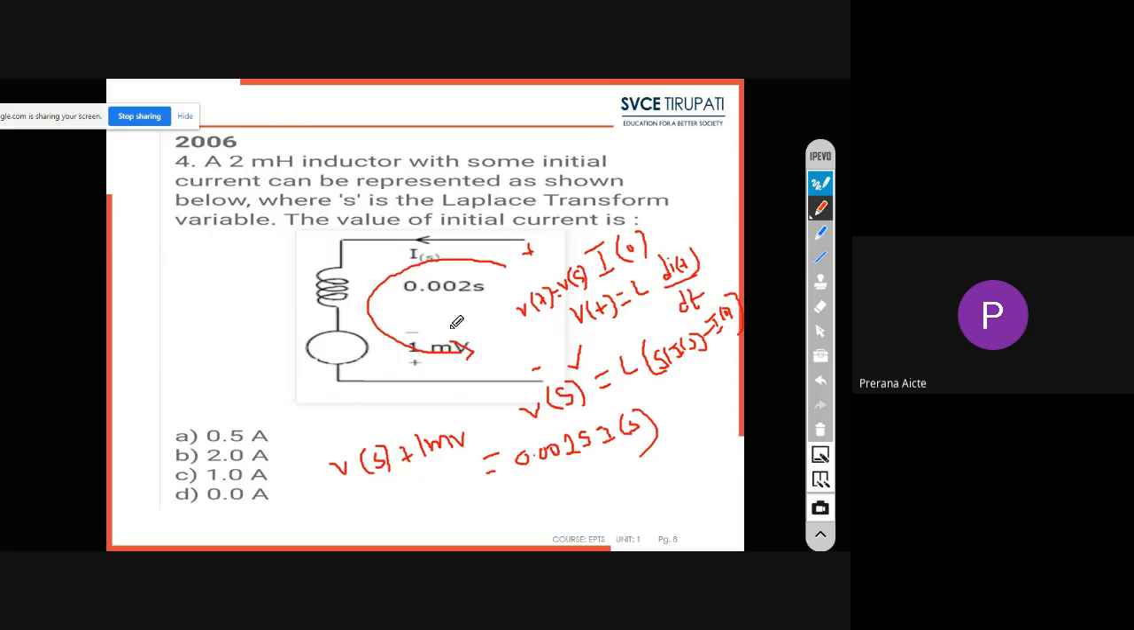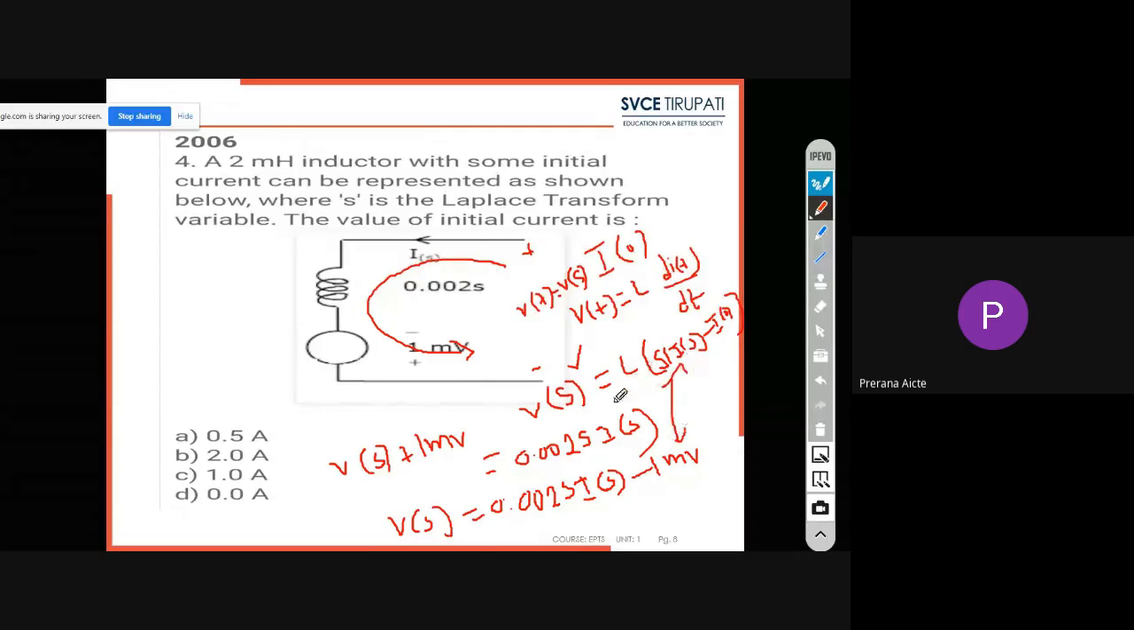Now V of s equal to 0.002 S into I of s, so this 1 millivolt becomes minus 1 millivolt. Okay, see here, are these two equations the same or not?